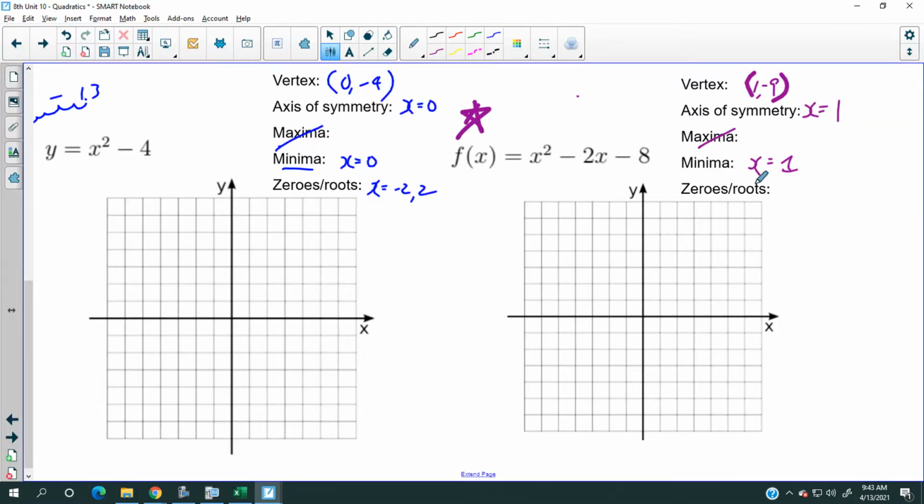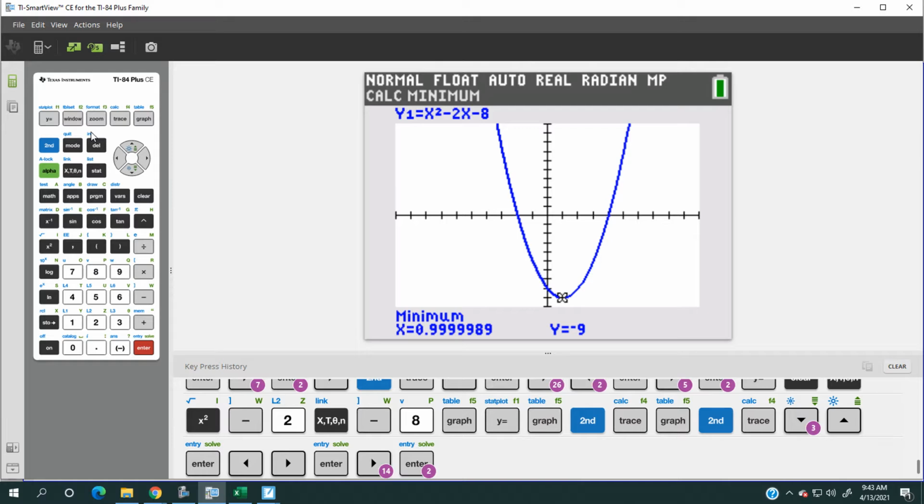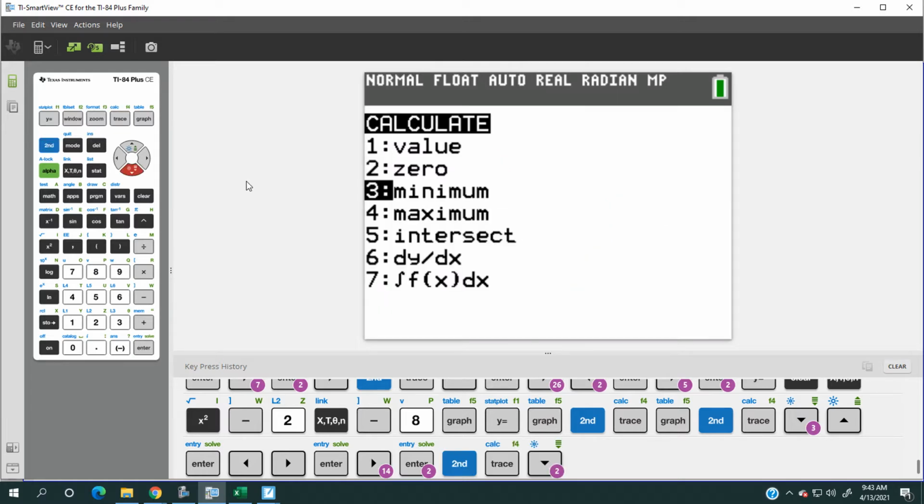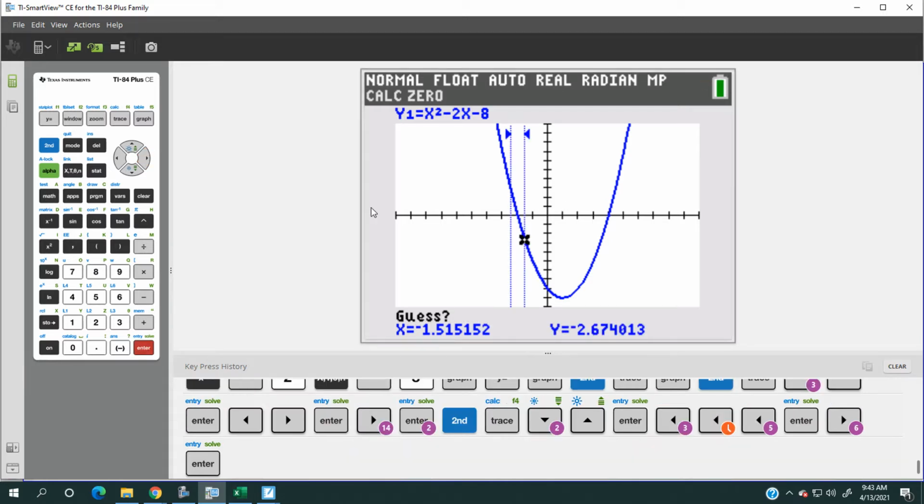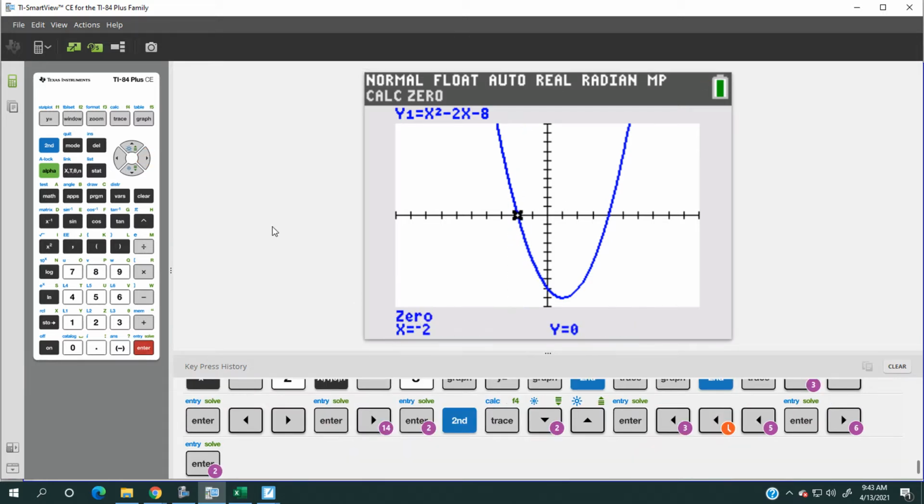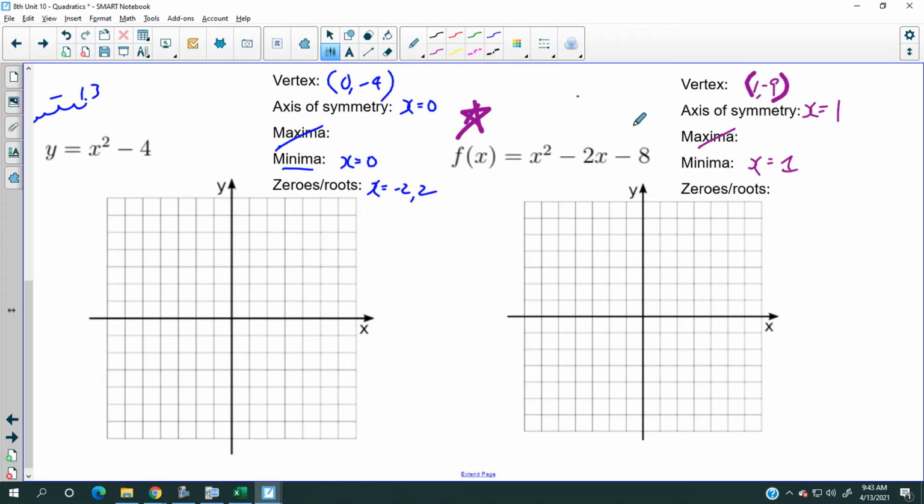And lastly, I need to know the roots, so I'm gonna go look for the roots, all right? So I'm gonna go second trace, zeros, go left, like that, press enter, go right of this point, right? Press enter, guess, sure. Negative 2, so one of the roots is negative 2.